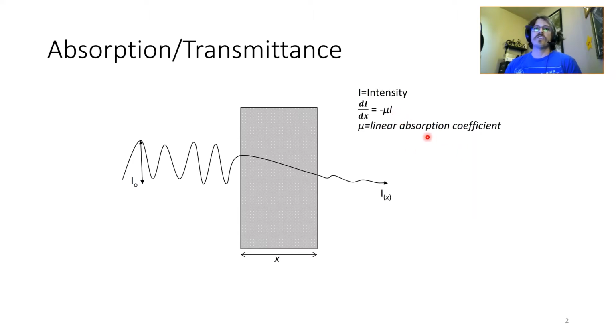And mu is the linear absorption coefficient. We'll talk about the linear absorption coefficient in pretty good detail, and its related parameter, the mass absorption coefficient, which is basically mu divided by the density of a material. The linear absorption coefficient is a material constant, but it's only constant based on the radiation that it's being hit with. So for a given radiation, you have a given mu, or mu over rho, which is the linear absorption coefficient over the density.